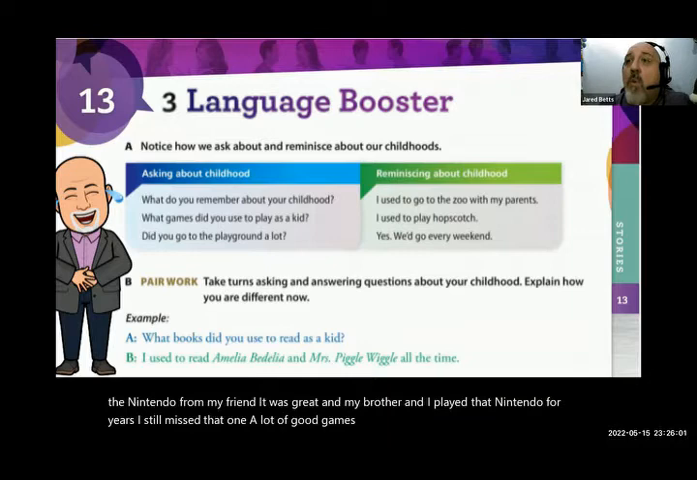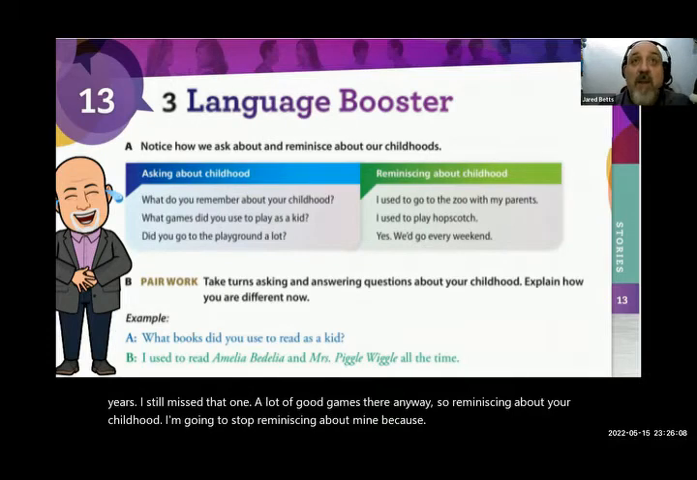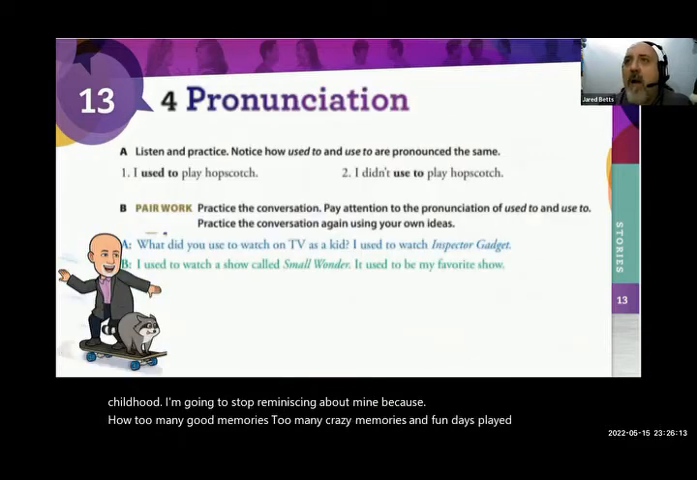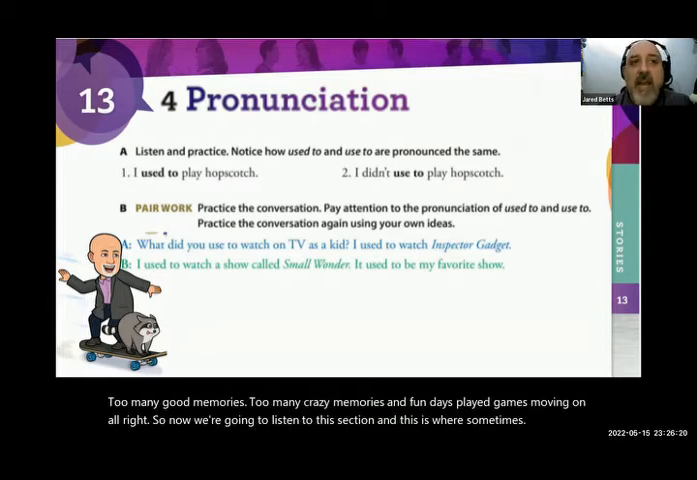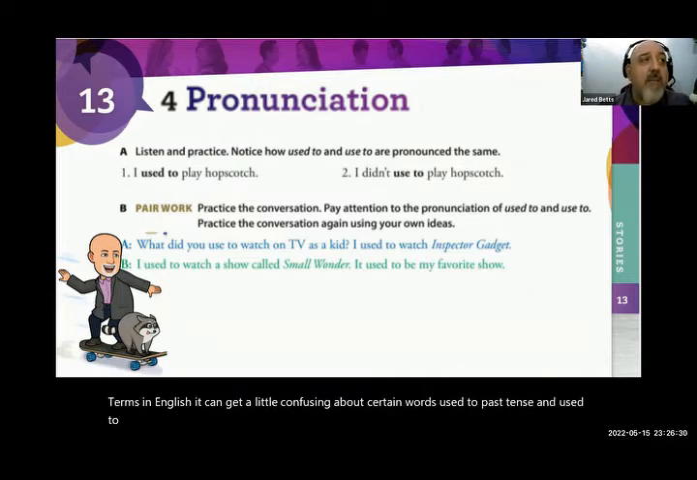Anyway, so reminiscing about your childhood, I'm going to stop reminiscing about mine because too many good memories, too many crazy memories and fun days playing games. Moving on. All right, so now we're going to listen to this section, and this is where sometimes in English it can get a little confusing about certain words. Used to, past tense, and use to, if you say them quickly and you don't say them very carefully, they can almost sound the same. So take a listen and see what you think.